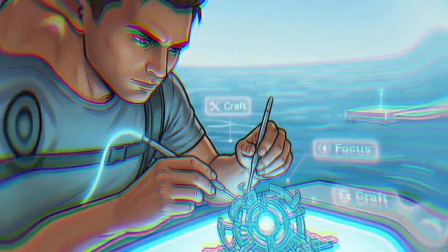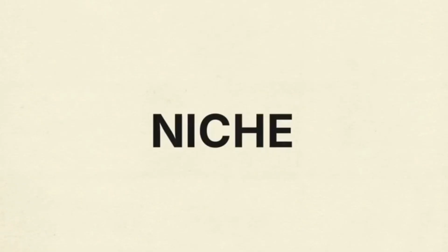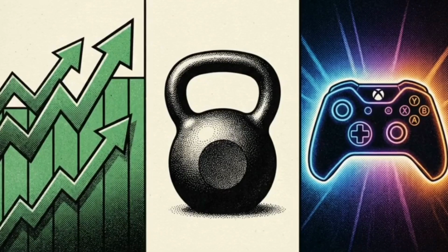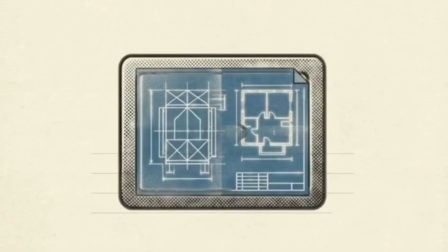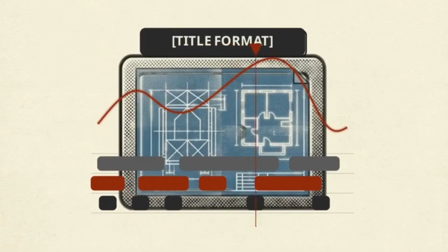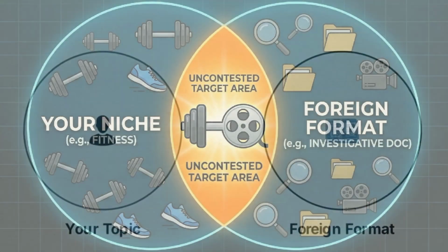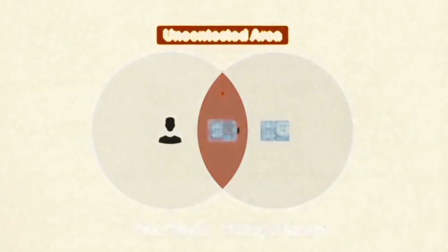Before we pull a single data point, we must separate two concepts: your niche and format. Your niche is your clearly defined target audience. It is the specific topic space you operate in, whether that is personal finance, fitness, or gaming. A format is the structural packaging of the video. It dictates the pacing, the style of the title, the narrative layout, and how the information is actually delivered to the viewer. This diagram shows your specific topic on one side and a proven structural video format from a completely unrelated industry on the other. That overlapping section in the middle is your uncontested target area. Niche bending is the act of taking that foreign format and injecting it directly into your content.